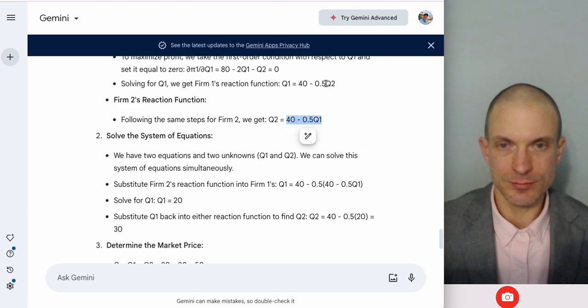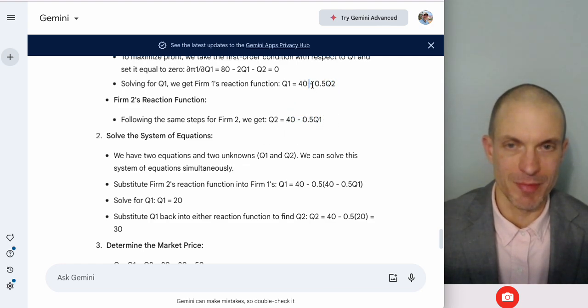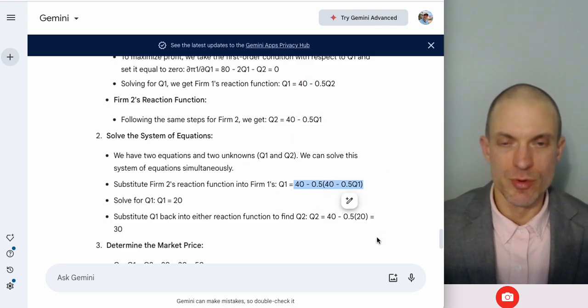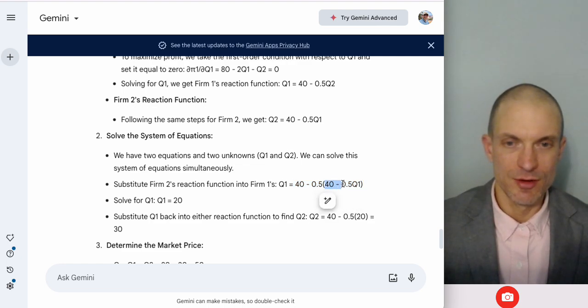And the thing to pay attention to is this minus when I distribute that across this. So let's see if they do that. Yeah, sure, they wrote this exactly perfectly. So 40 minus 1/2, the quantity 40 minus 1/2 Q1, that's right.